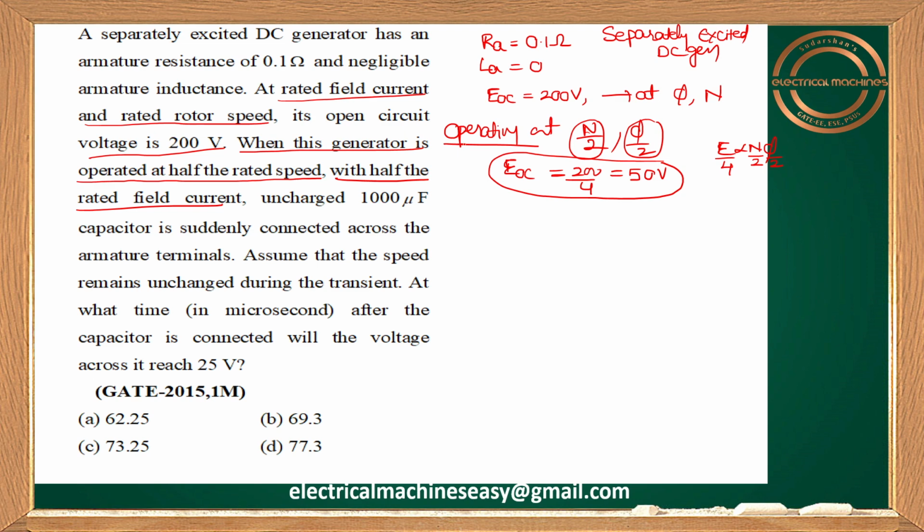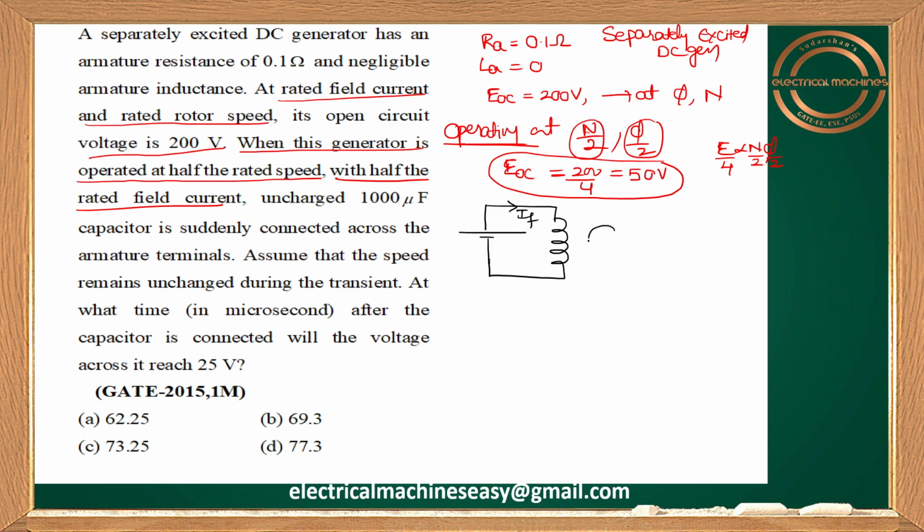So that's the one you have to remember. And guys, let me take a separately excited DC generator once. Let me draw it once again so that you'll have some clarity. This is the separately excited DC generator. I'll have a separate field winding, so a separate DC source is connected to the field winding for excitation purposes.